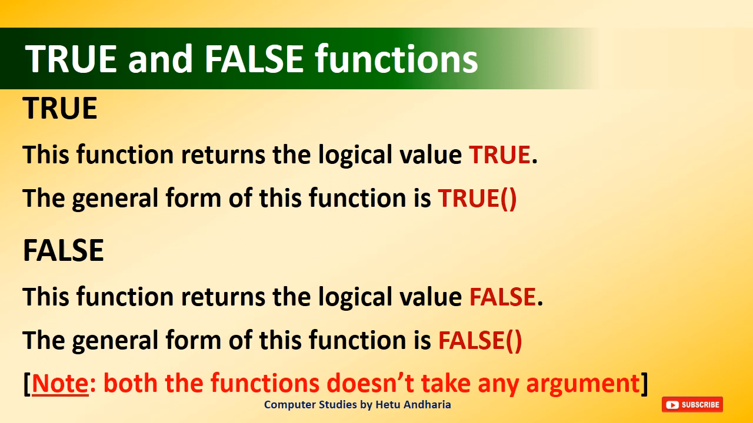The first function is the TRUE function. This function returns the logical value true. The general form of this function is TRUE, bracket open and bracket close. Now you may have observed that here there is no argument. Another function is FALSE. This function returns the logical value false. The general form of this function is also the same. Note that both the functions do not take any argument.